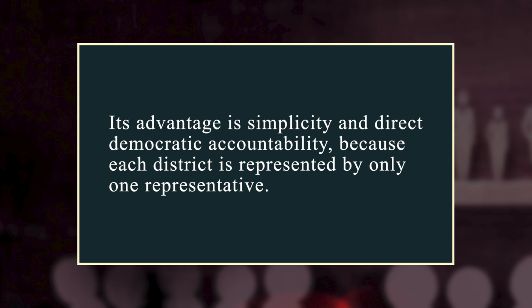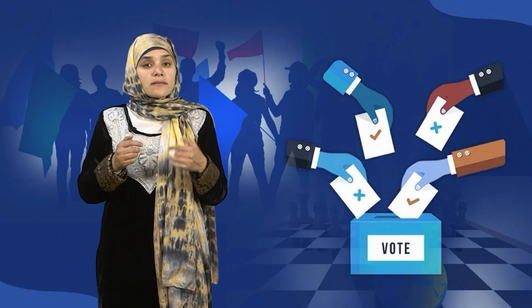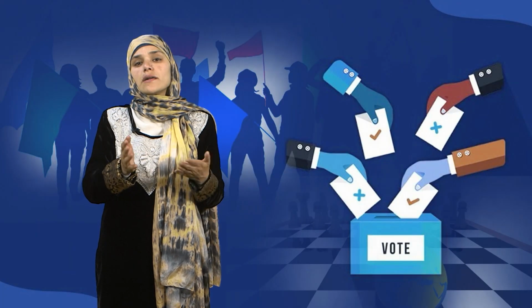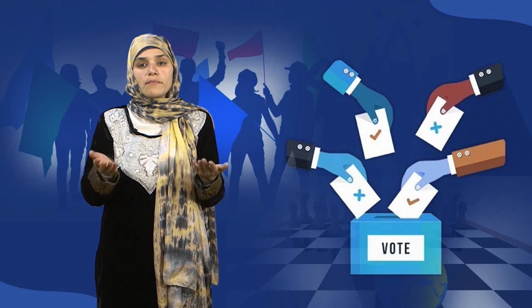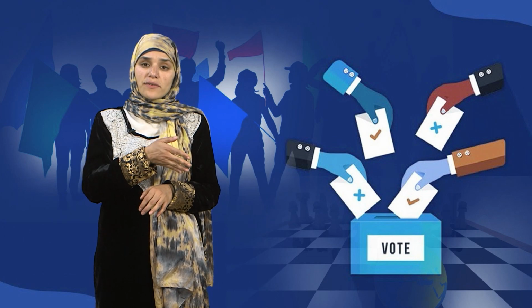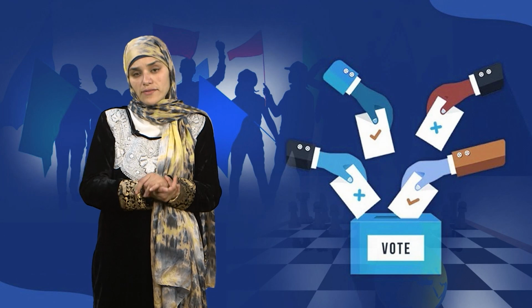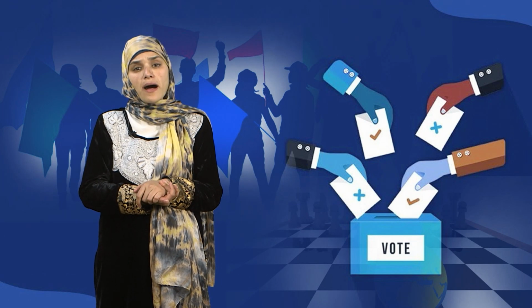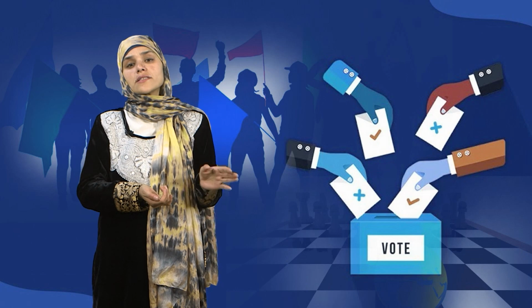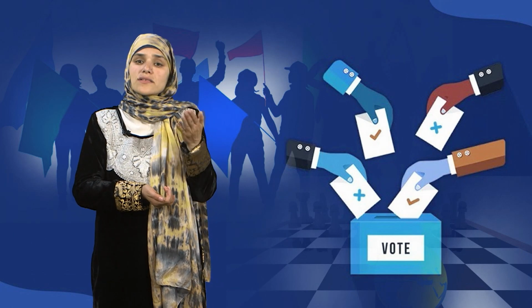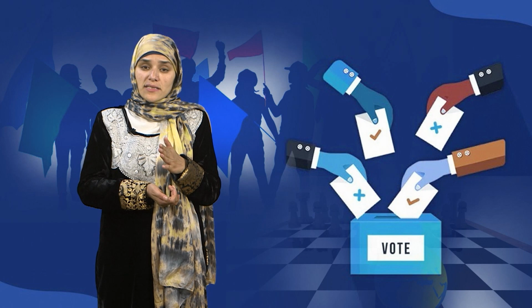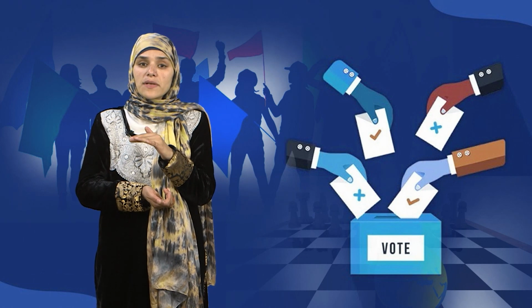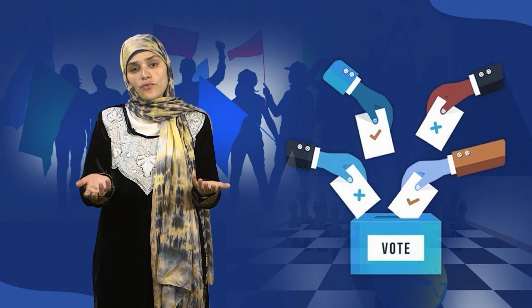Its advantage is simplicity and direct democratic accountability. Because each district is represented by only one representative, this system is also likely to produce single party governments with stable majorities. And this favors clear lines of political accountability. The first past the post system favors large parties and discriminates against small ones, to the extent that voting for one of them is often seen as a wasted vote.